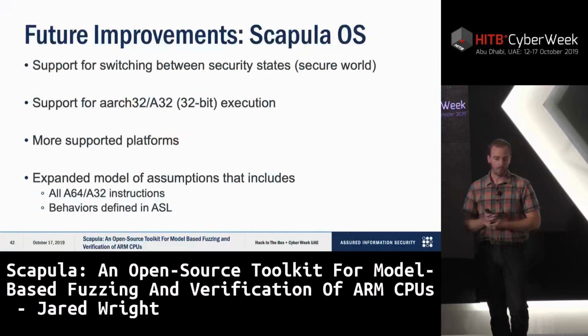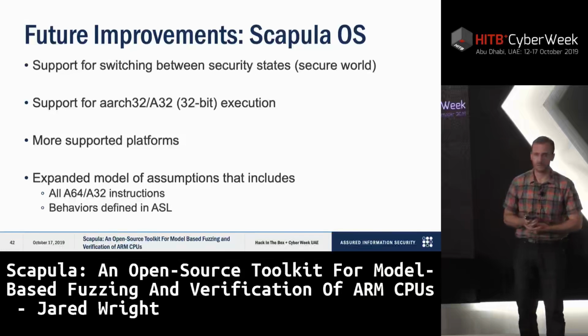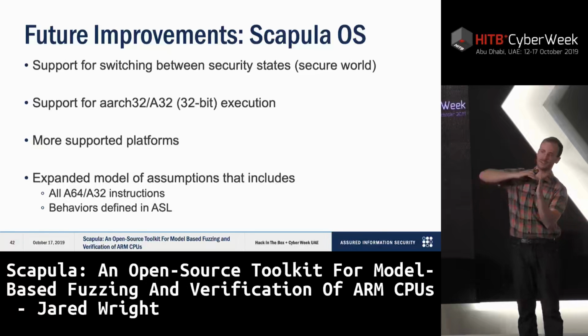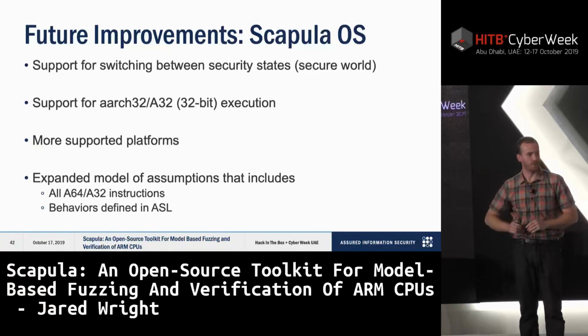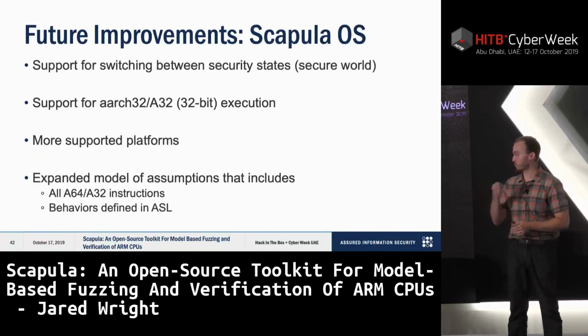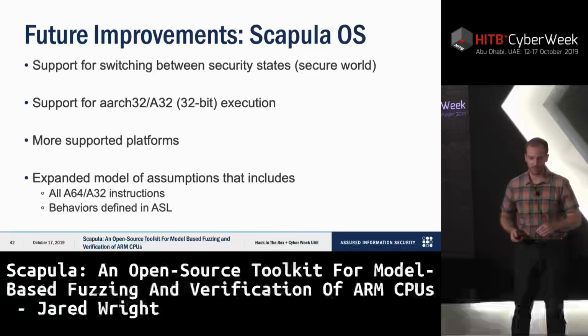So the first thing that would be really cool is if you could use the tool to switch between security states on ARM that are known as secure world and non-secure world. So ARM has a privilege model, not just in terms of exception levels, but it also has a sort of sideways privilege model called the security state. So I'd love to add the ability to switch back and forth just as easily between the two security states. So you could test how one operation works in secure world versus non-secure world.